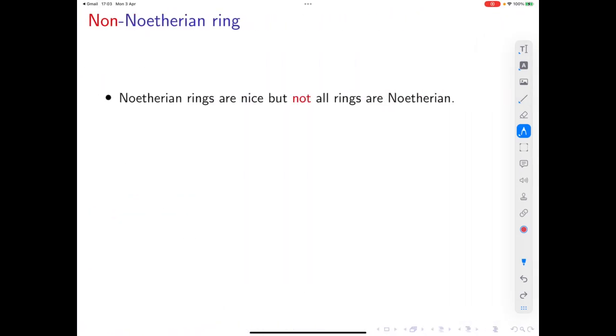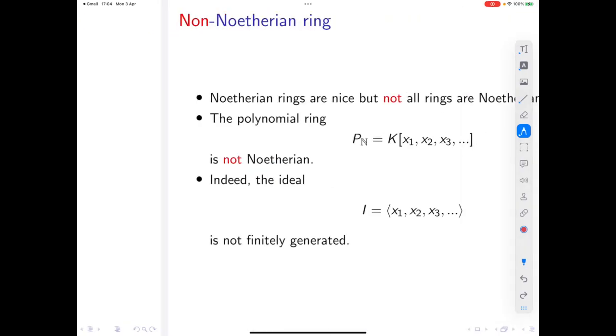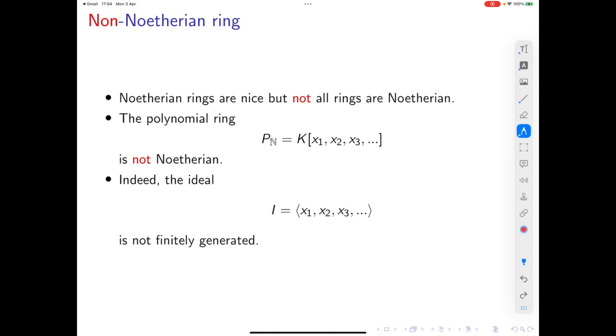So now we see some non-Noetherian rings. Noetherian rings are nice, as we have seen in the previous slide, but not all rings are Noetherian. For example, the polynomial ring in infinitely many variables is not a Noetherian ring. Indeed, the ideal generated by all the variables is not a finitely generated ideal.